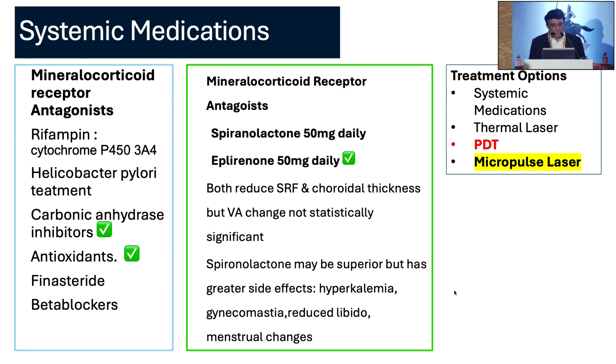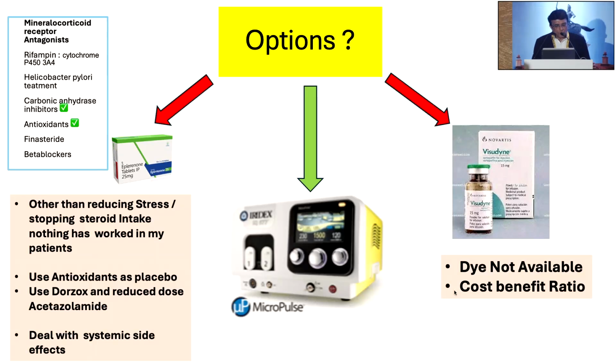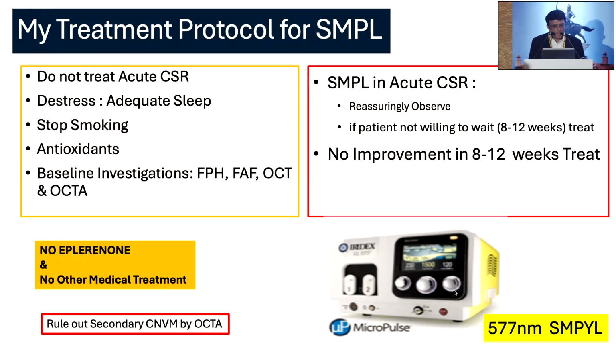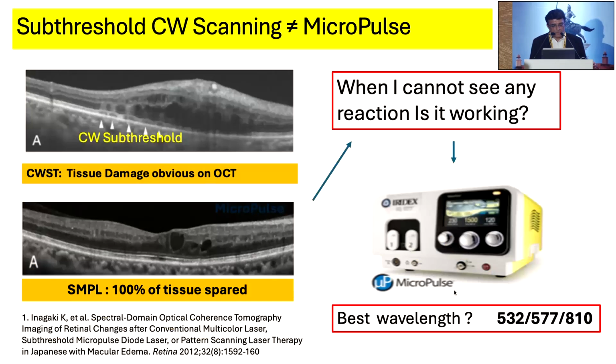My go-to methodology is micropulse laser. So I don't want to use all these medications because it can cause a lot of systemic problems, the medication itself. So for me, PDT is out because dye is not available, and of course these systemic things are off. And for me, the go-to method is a micropulse laser. So what is the treatment protocol for the subthreshold micropulse laser? I don't use it in acute CSR except patients who are symptomatic and do not wish to wait for 3 months. There we have used it in some cases. We used it only in cases of chronic CSR.